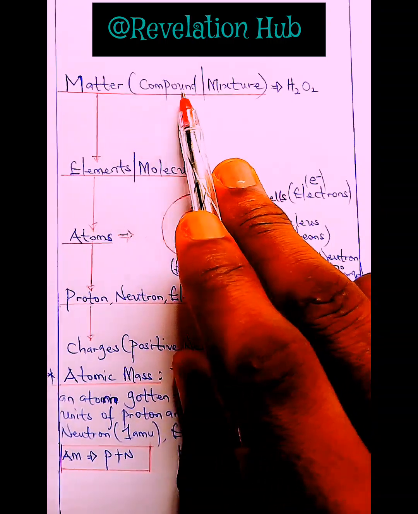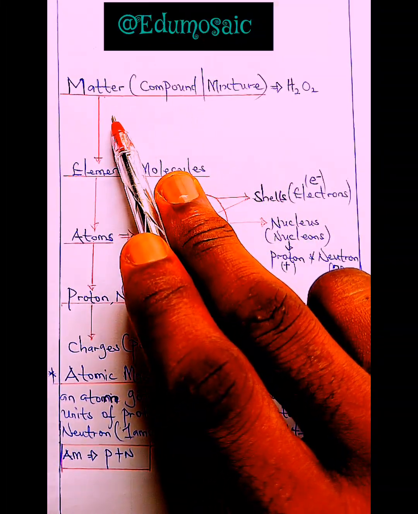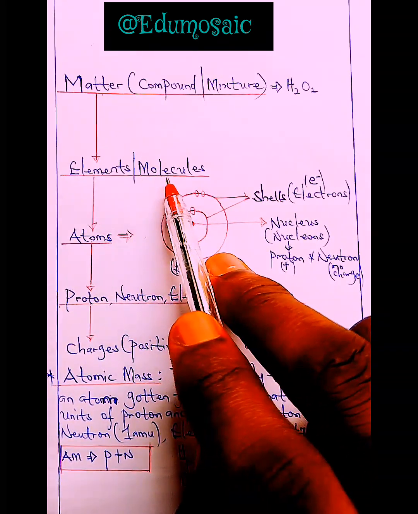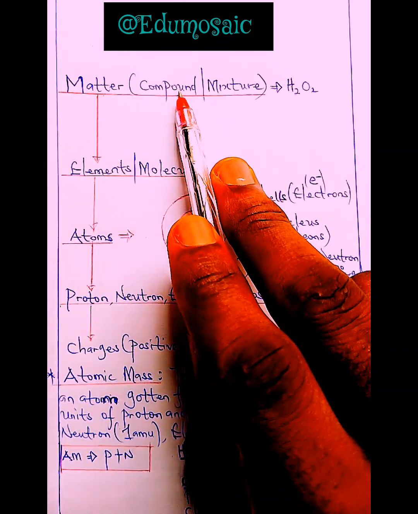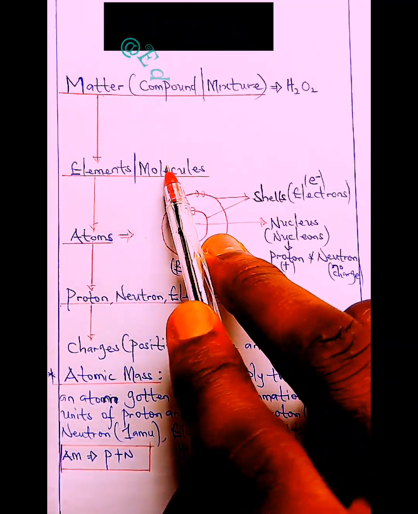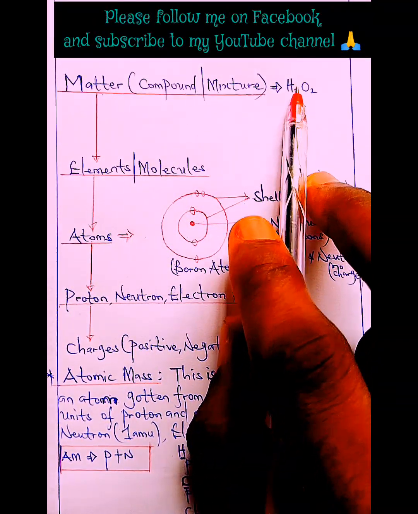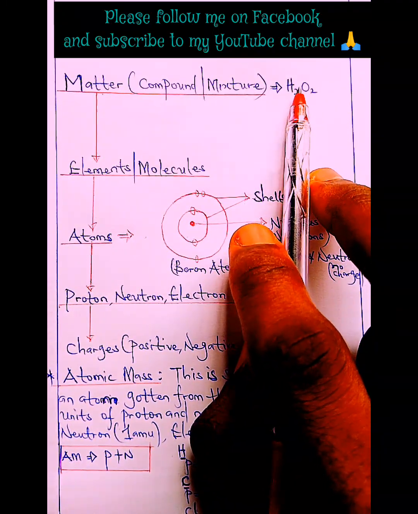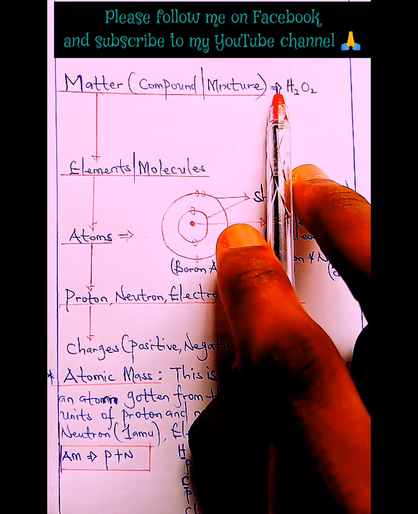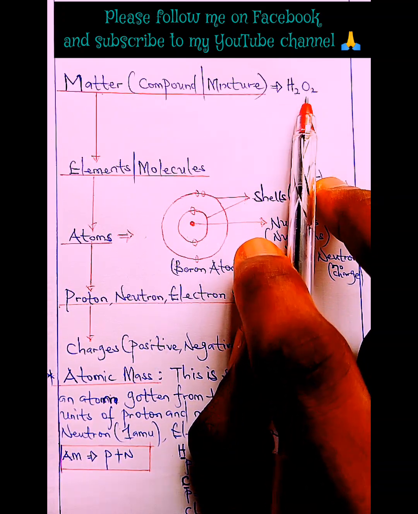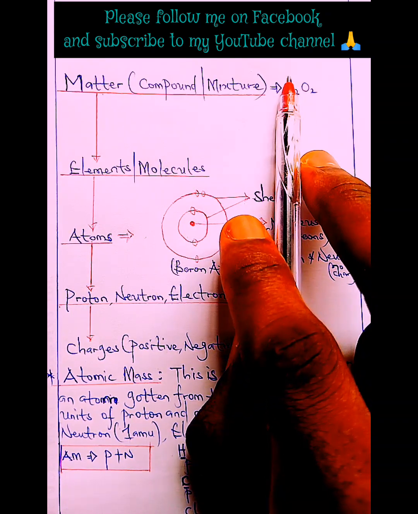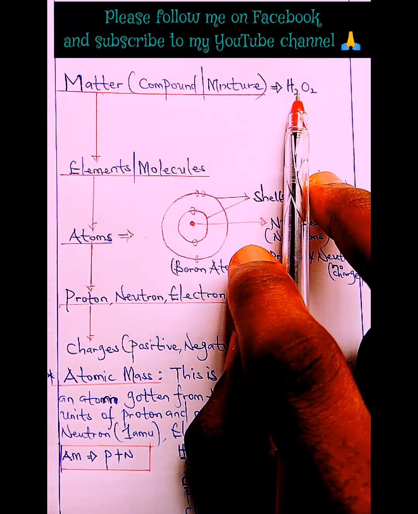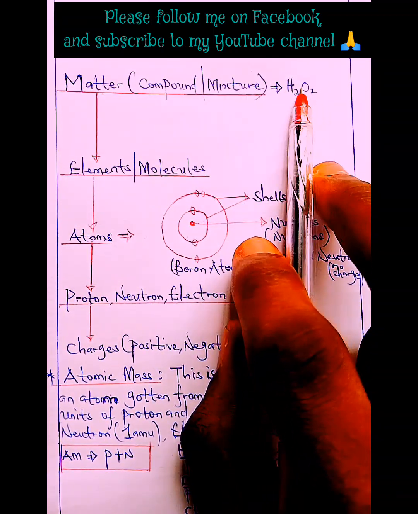So a matter, which is either a compound or a mixture, when you check a compound or a mixture, you're going to find elements or molecules. Every compound is made up of elements or molecules. For example, hydrogen peroxide is made up of hydrogen and oxygen. These are the two major elements in hydrogen peroxide. Even in water, H2O, you have hydrogen and oxygen. We could also call them molecules, because this is not just one atom of hydrogen. This is two atoms of hydrogen, which is a hydrogen molecule, and an oxygen molecule.